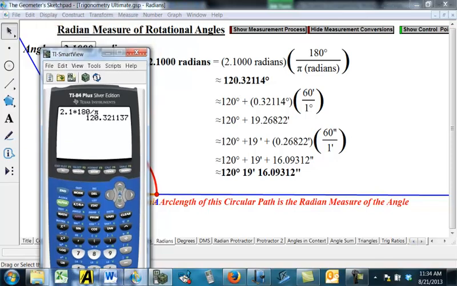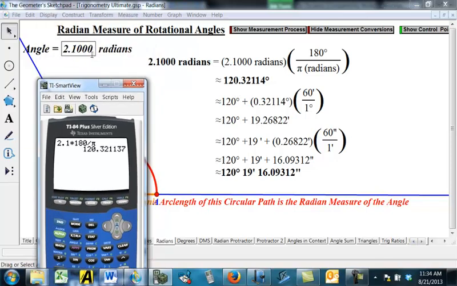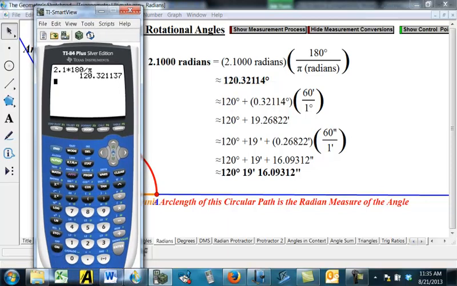Now, if we're going to go from radian measure to degrees, minutes, and seconds, you go by way of degrees first. So, go to decimal degrees first, and then this is just like the problem we worked a while ago. You split off the 120, and you're left with the 0.32114 degrees.